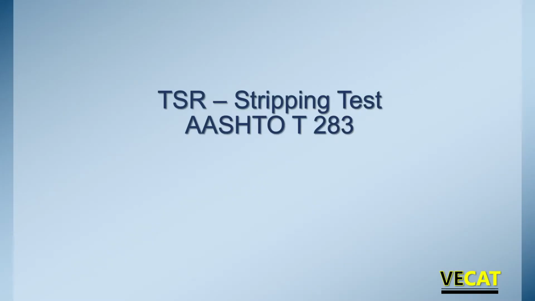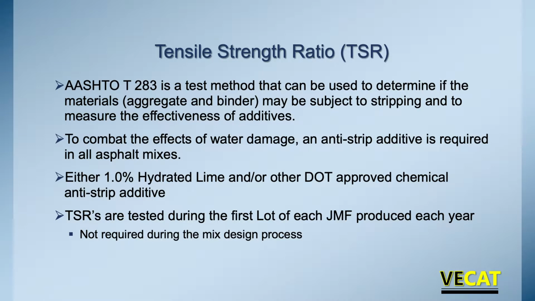Next test we're going to talk about is TSR, or a stripping test. For this, we follow AASHTO T283 test procedure. AASHTO T283 is a test method that can be used to determine if materials, the aggregate and binder, basically, are subject to stripping and measure the effectiveness of certain additives.